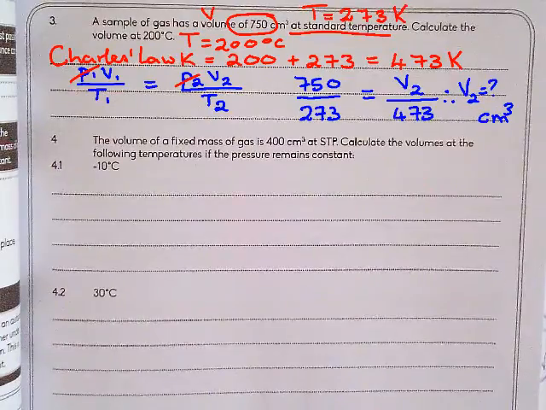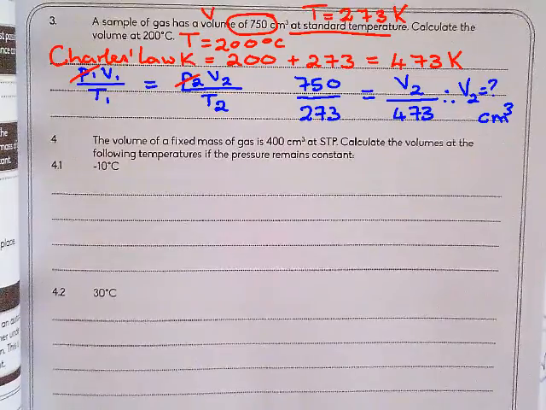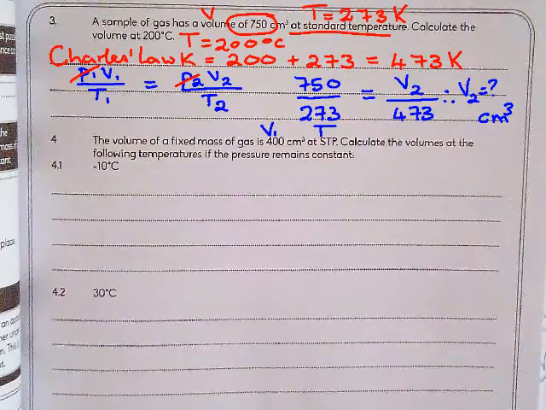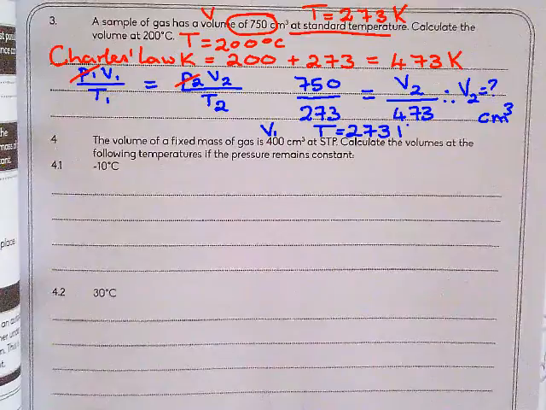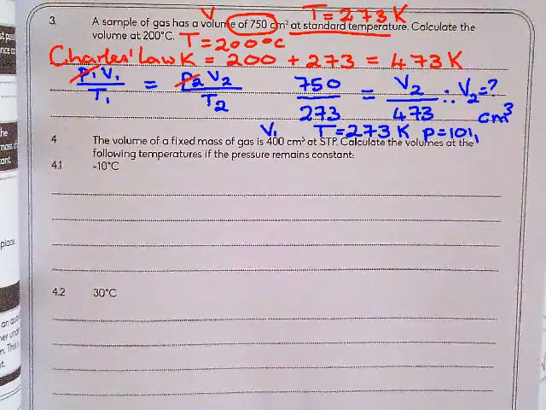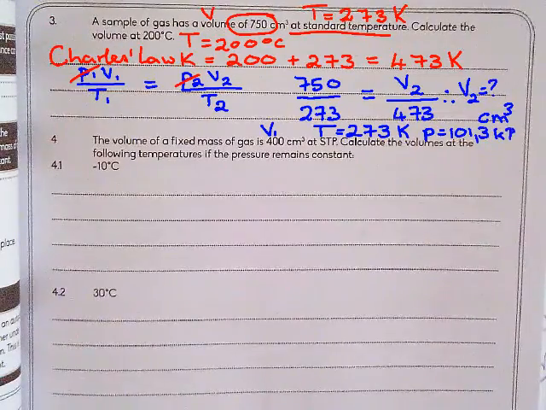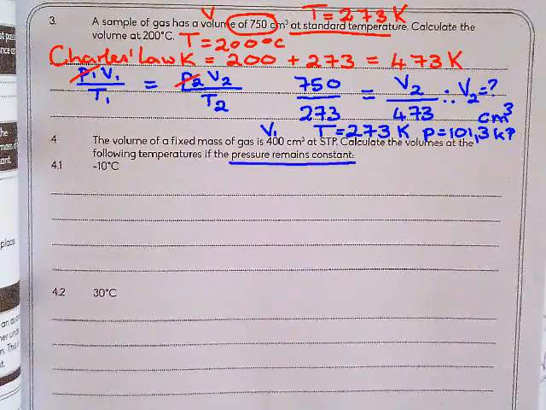Question 4: the volume of a fixed mass of gas is 400 cubic centimeters. This is V1, at STP. So the temperature is 273 Kelvin and the pressure is 101.3 kilopascals. Calculate the volumes at the following temperatures if the pressure remains constant.